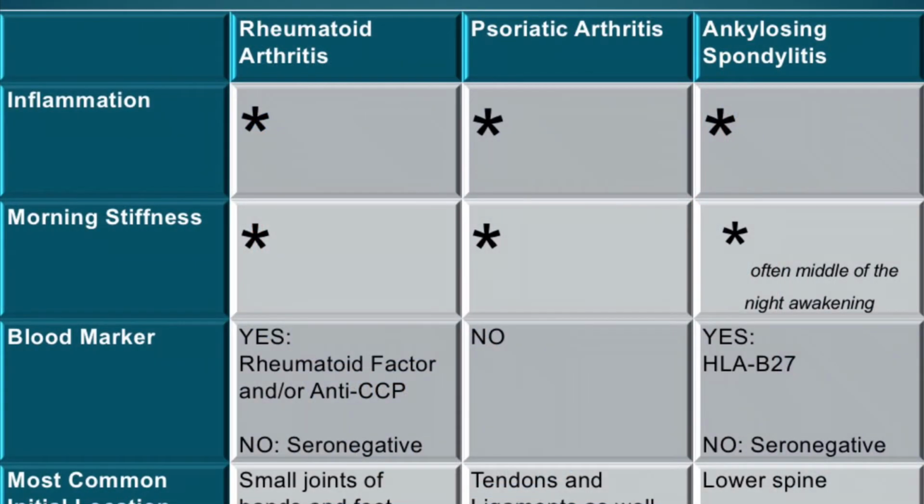There are several different areas that we look at when we identify somebody with an inflammatory arthritis. The first is, yes, is there evidence of inflammation? We can see that evidence by looking at the tissue, the redness, the warmth, but we can also see inflammation when we do blood tests and look at levels of inflammatory markers. Morning stiffness is apparent in all three of these conditions.